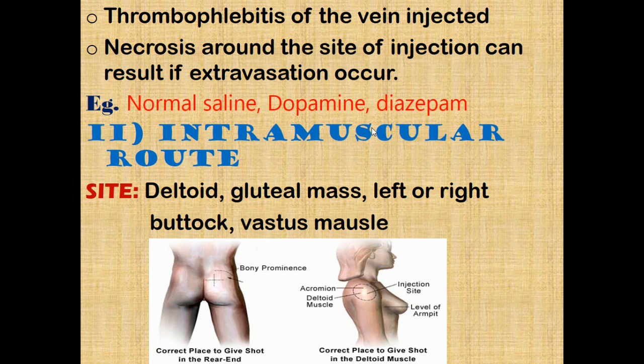That's a simple drug you are administering into the muscle. That's why it's called the intramuscular route. What are the sites? We can give in the deltoid, gluteus maximus, left or right buttock, vastus muscle. All these things you have to remember; any one or two sites you can write in the exam.